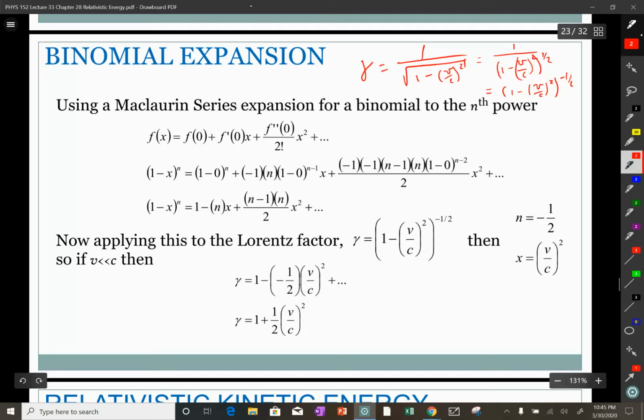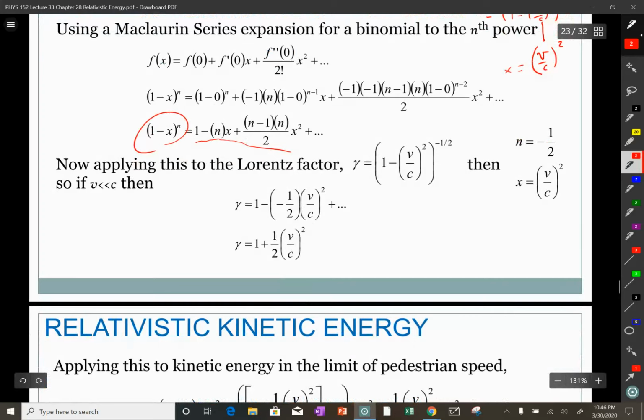And so that's what gamma is. And so that means my x is v over c quantity squared in this equation. So if I just take the first terms, n is minus 1/2 because that's the power it's raised to. X is v over c quantity squared. And if I put that in, I'm going to have 1. Okay, the first term is 1, so there's the first term.